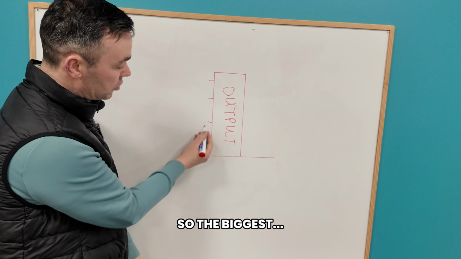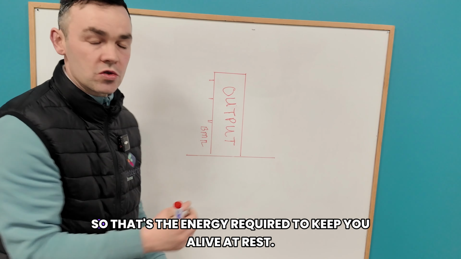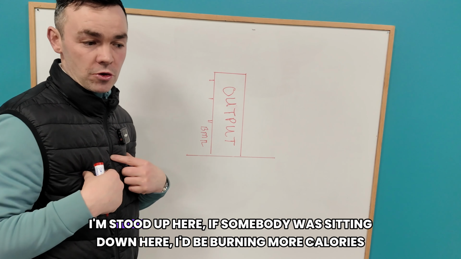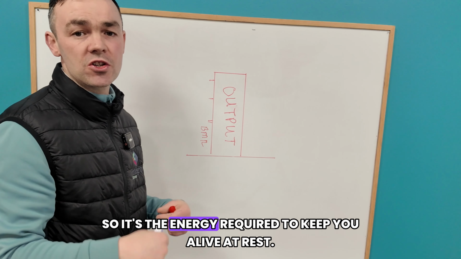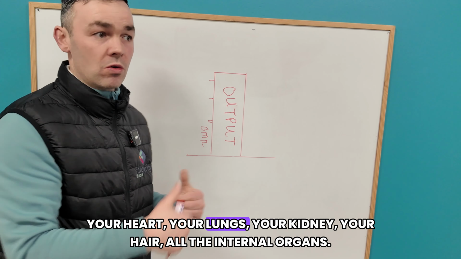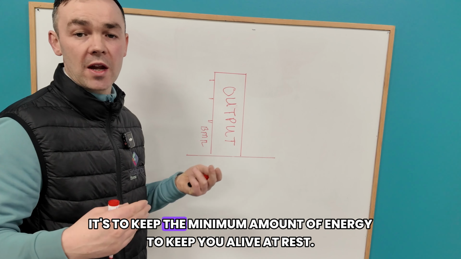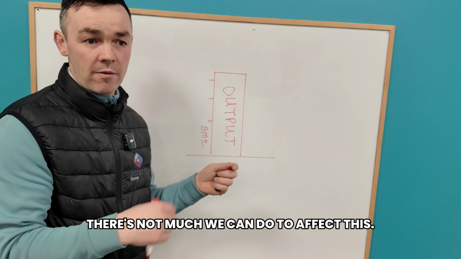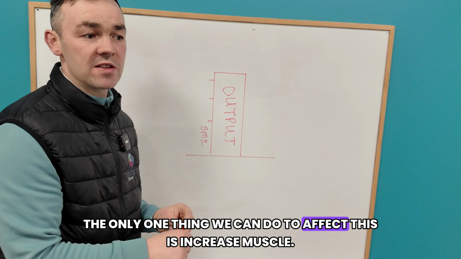So the biggest part of your output is a thing called your basal metabolic rate. That's the energy required to keep you alive at rest. I'm standing up here, if somebody was sitting down here, I'd be burning more calories than them. Your heart, your lungs, your kidneys, all the internal organs. It's the minimum amount of energy to keep you alive at rest. There's not much we can do to affect this. It's fairly steady. The only thing we can do to affect this is increase muscle.